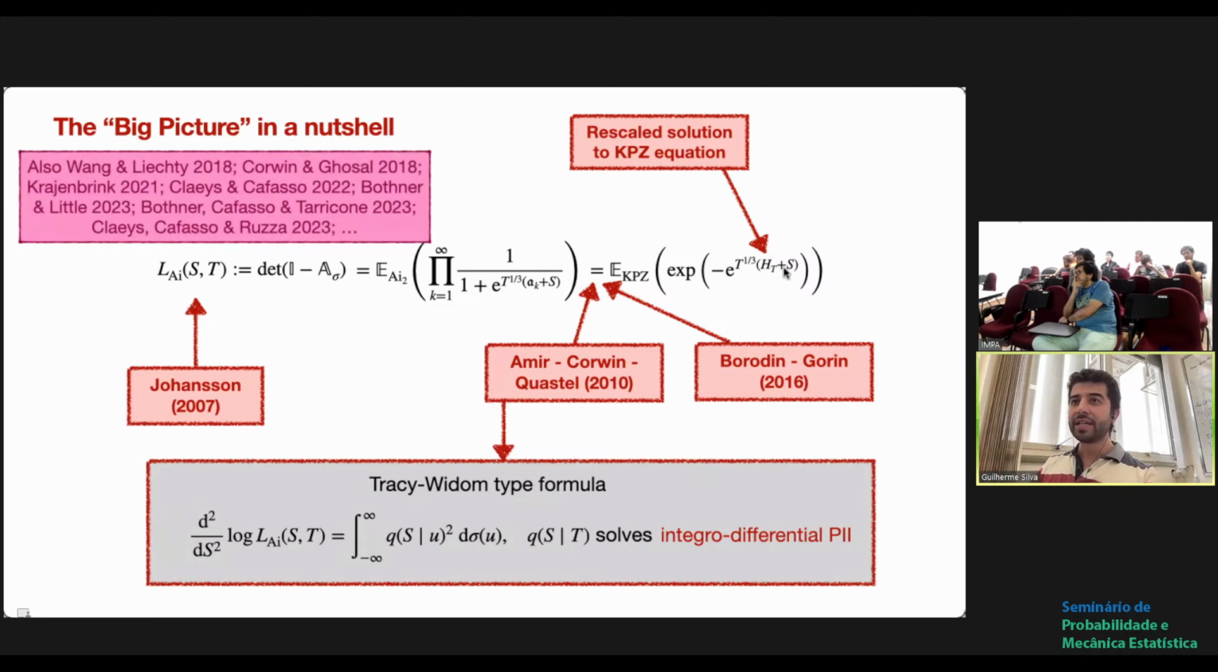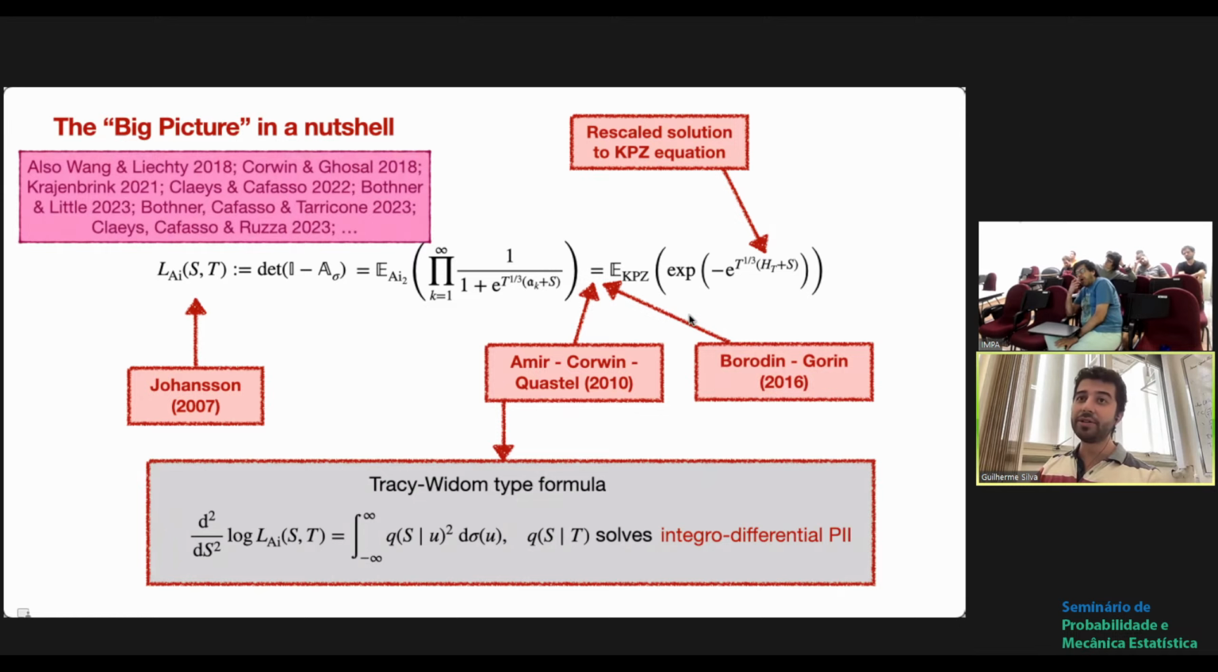And for instance, exploring this identity, already in the works of Amir, Corwin and Quastel, there was a proof that in the large time limit, the KPZ solution converges to the Tracy-Widom distribution, or the one-point distribution of the KPZ solution converges to the Tracy-Widom distribution. More recently, people, Corwin and Ghosal especially, also used this identity to get some tail behavior for the narrow-wedge solution of the KPZ equation, again, in the large time limit.